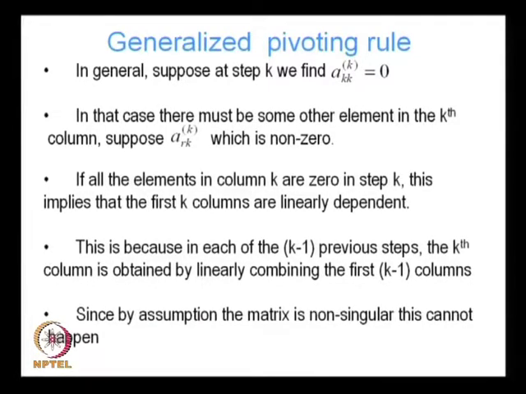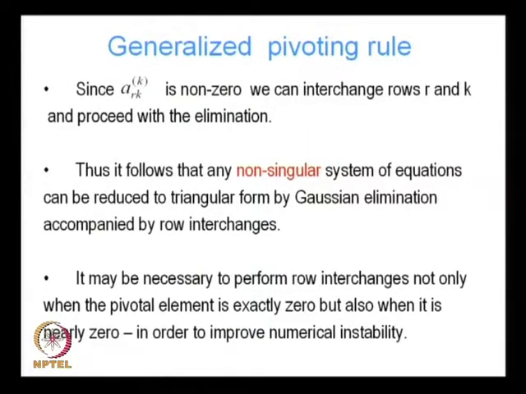So, we are assured that at least some element in the kth column must be non-zero, otherwise the matrix is singular. Since at least one of the elements in the kth column is non-zero, we can always interchange that row with the kth row to make sure that our pivot is not 0, and we can continue with our reduction procedure. Since a_rk is non-zero, we can interchange rows r and k and proceed with the elimination. Thus, it follows that any non-singular system of equations can be reduced to triangular form by Gaussian elimination accompanied by row interchanges. If the system is singular, there is no assurance this can happen, because we can eventually get a row with all 0 entries, and in that case we can no longer get a non-zero pivot.